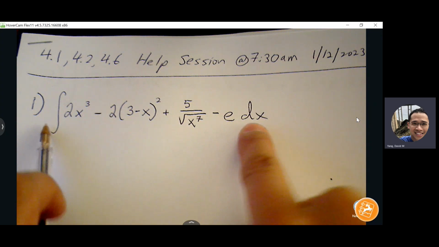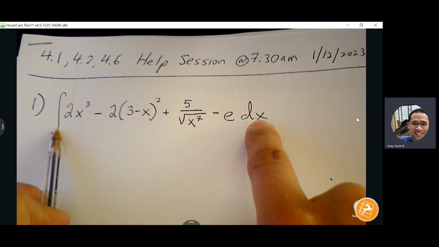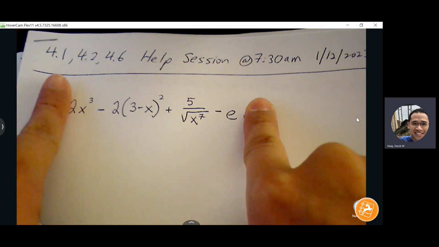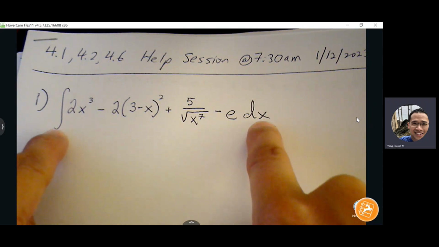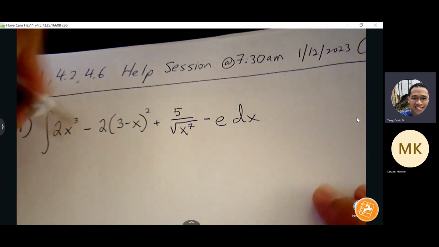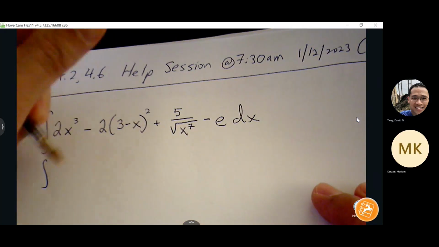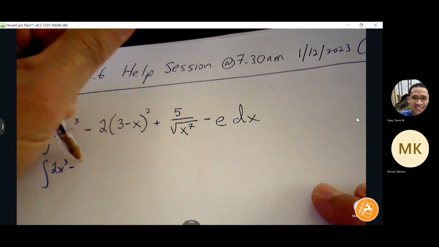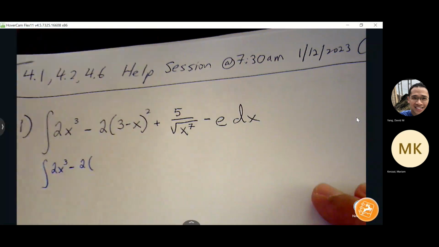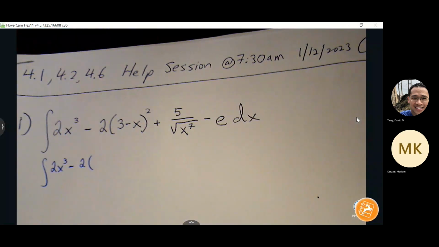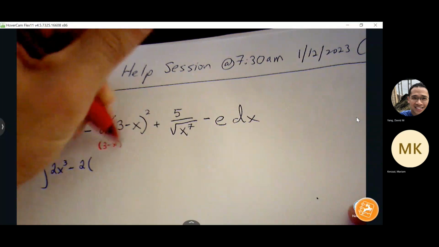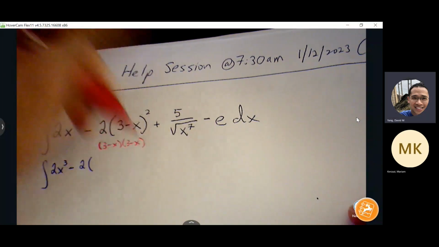As you clean up, you're still going to hold on to your integral and dx notation. It's only after you apply power rule that these notations drop out. But as you're cleaning up, make sure you keep your integral and dx notation. Going to FOIL out that 3 minus x ahead of time.